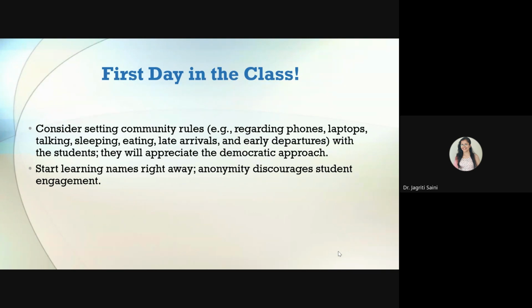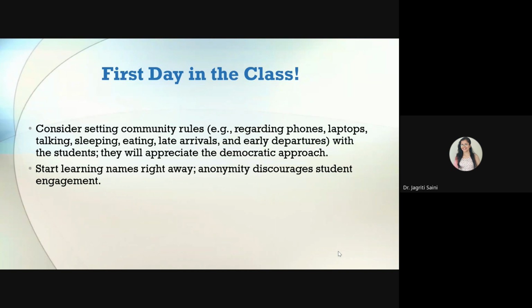And then we definitely need to learn names of the students, because anonymity discourages student engagement. You will observe this in your classes as well. If you interact with a certain set of students less, sometimes it happens with all of us, like some proactive students are there in the class and we are more engaged with them, and we sometimes forget to interact with the shy or introvert students, and we start feeling that maybe they don't know anything and we cannot ask them anything. So that negative behavior sometimes gets developed in the teachers also.